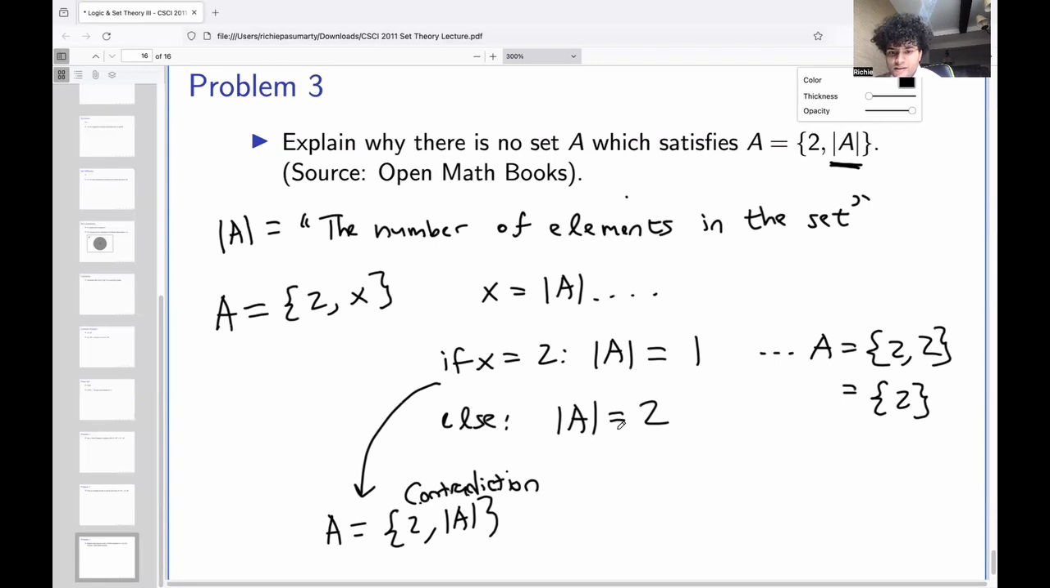Otherwise, the cardinality of A must be 2 because there are actually 2 elements in the set. However, if the cardinality of A was 2, then there would only be 1 element in the set. So this also leads to a contradiction. So as we can see, no matter what, we are going to be led to a contradiction.